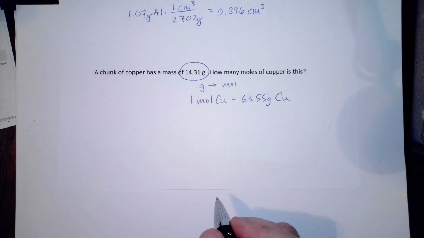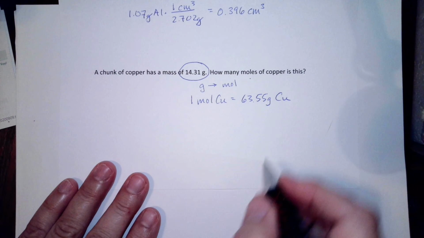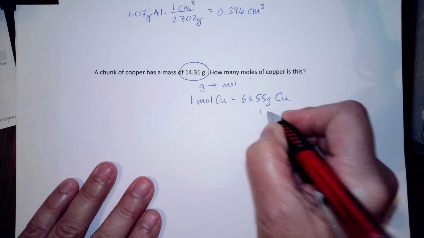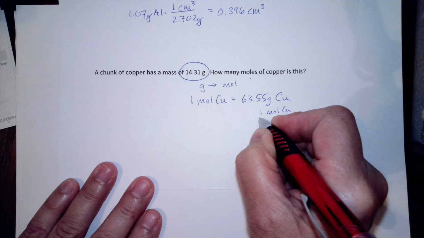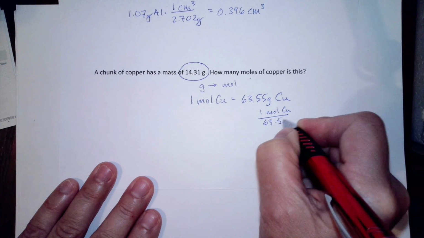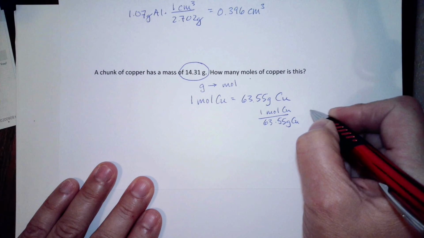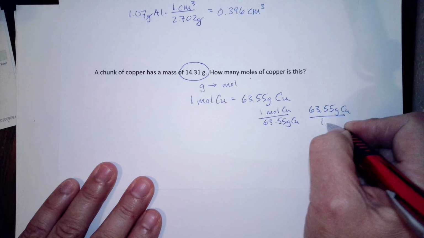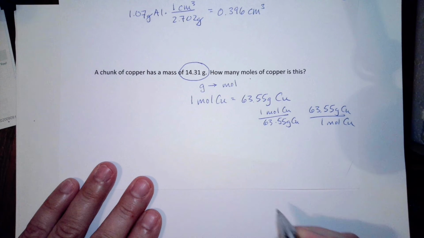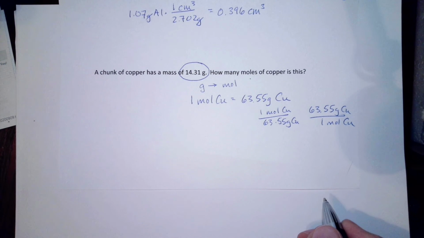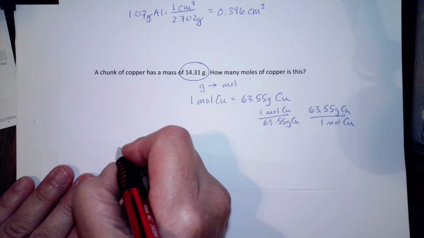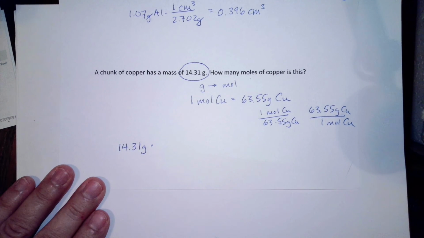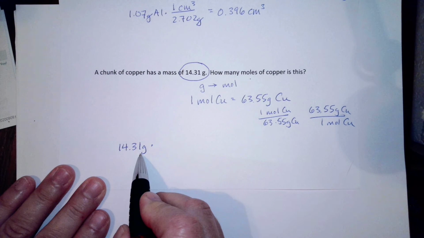So, since this is a conversion problem, we know we want conversion factors. You may get to the point where you can do the two conversion factors in your head, but until then, write them both down. 1 mole of copper is 63.55 grams of copper, and 63.55 grams of copper is 1 mole of copper. Okay, now we've got our potential conversion factors. We are going to write our given. Always start with the given. And we want grams to go away and give us moles.